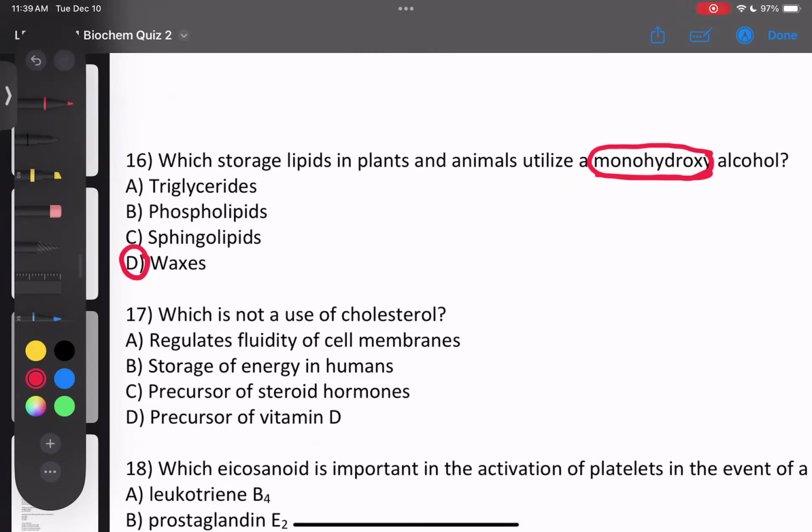Because if you think about it, triglycerides and most sphingolipids utilize naman glycerol as their alcohol, and glycerol is trihydric, right? It has 3 OHs, and the mere fact that it has 3 OHs, that's what we capitalized on to make a triacyl glycerol, right?